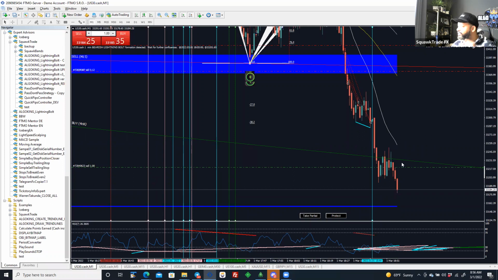If you don't have it, please reach out to me. I really want to look at this. I want to protect this. I'm going to take a partial. I really want to get you all going on those trend lines so that you can take these moves and identify them. So this was a trend line break.